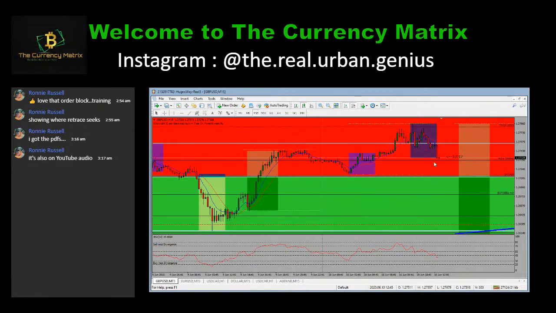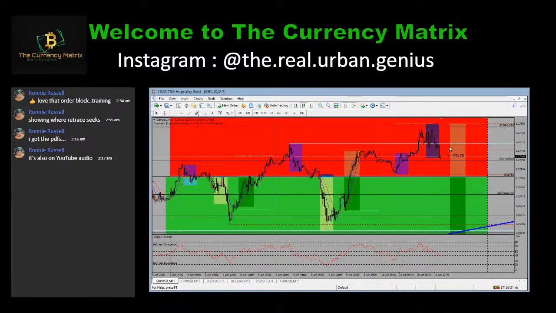Here's that pound USD. Look at how it is, as far as the sessions are concerned, with these boxes you see. This purple one right here is Asian, this blue one is London, and this green one over here that hasn't started yet is New York.